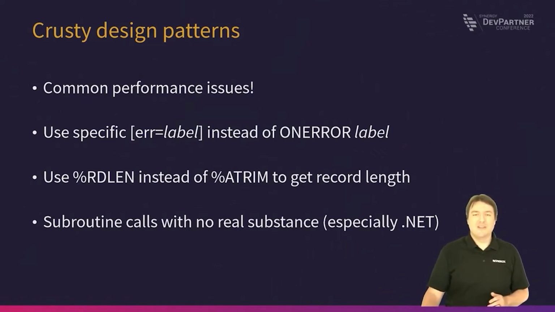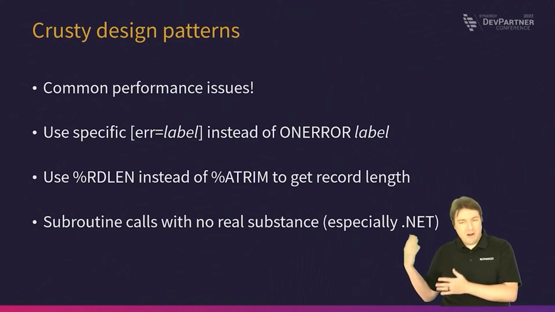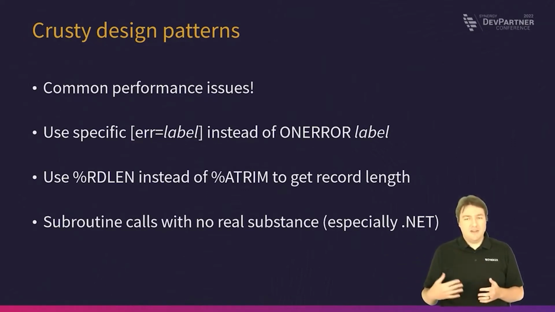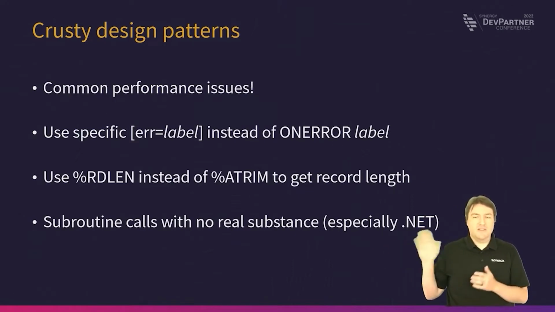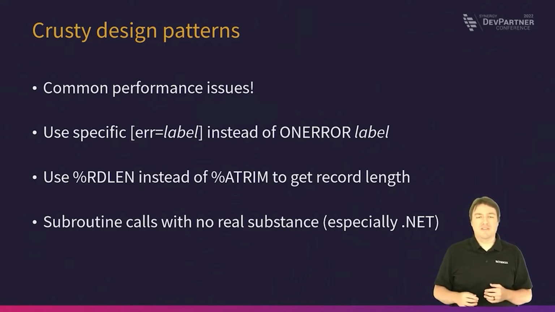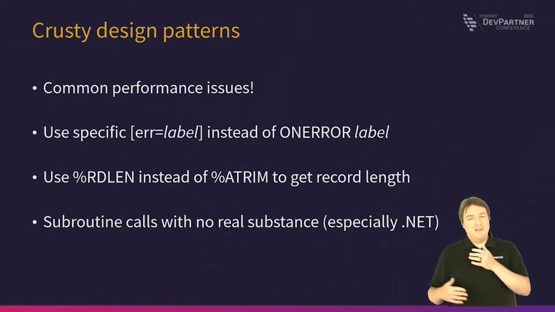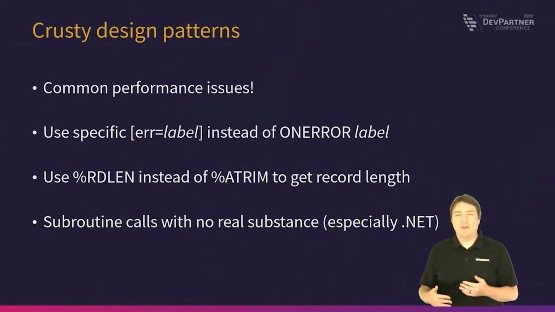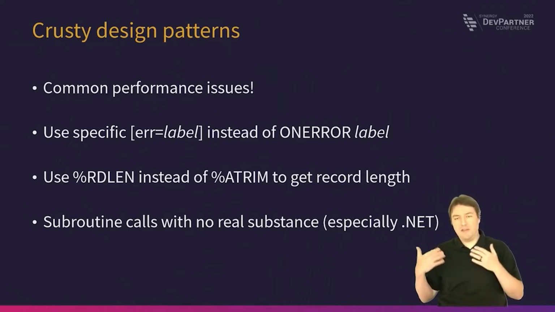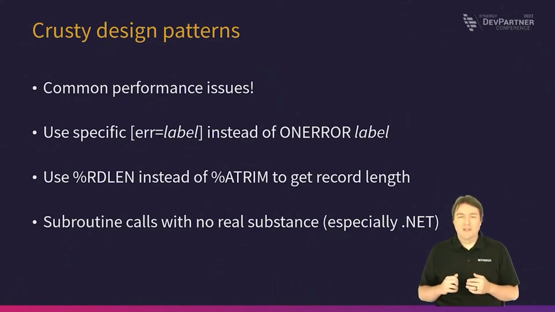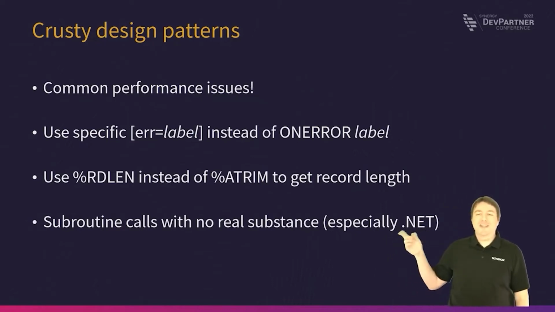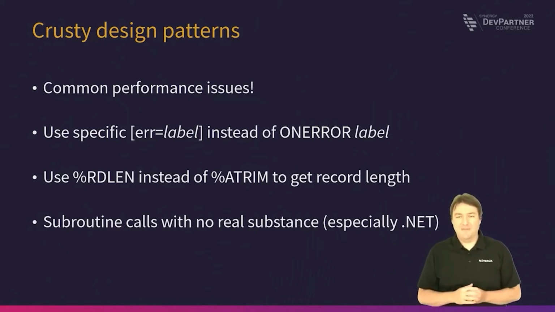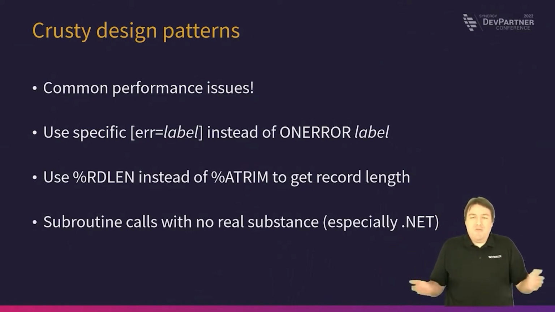Highlighting just a few, you really ought to use the error equals label syntax instead of using on error label. The runtime is optimized to service that error list, and this is especially a better choice than using on error loop where you then sleep and retry operations in between. Let the runtime govern the flow. When doing your ISAM reads of massive records, please don't use %atrim to get the record length. If you have a 65K record, you're paying a big processing overhead. You've already read the record.